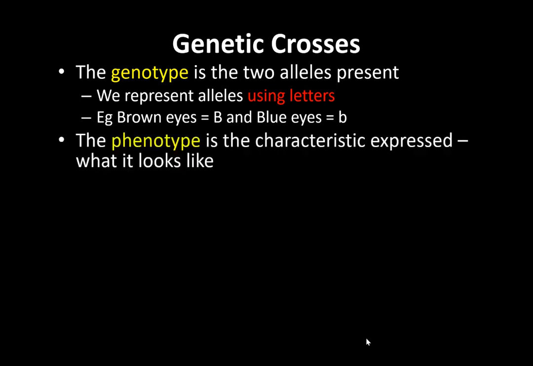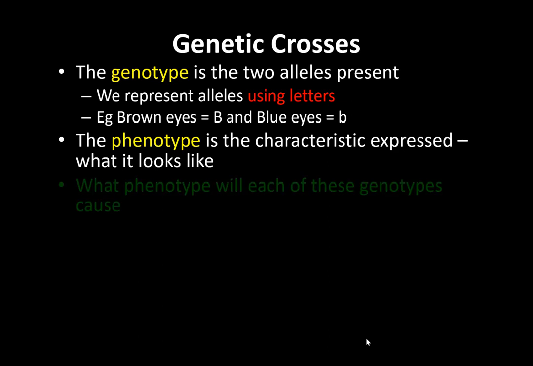The phenotype is the characteristic that is expressed. What does it look like? What is shown? So if we had a big B and a little b, the phenotype would be brown eyes. Let's look at different genotypes and think about the phenotype and introduce a couple more new keywords. We will go over these keywords again with you.